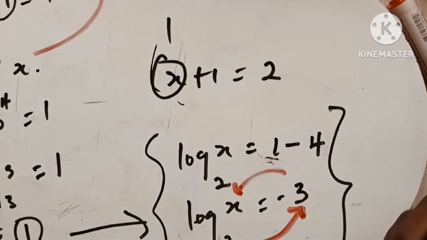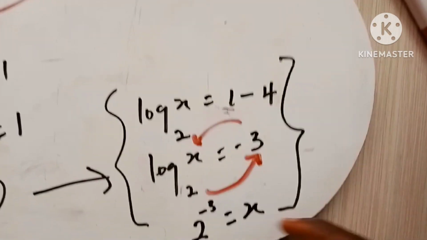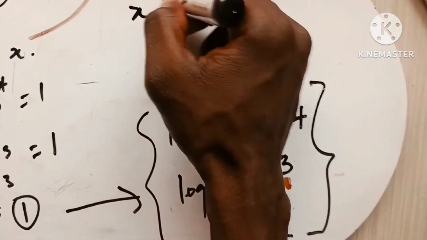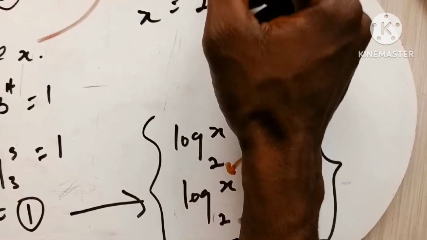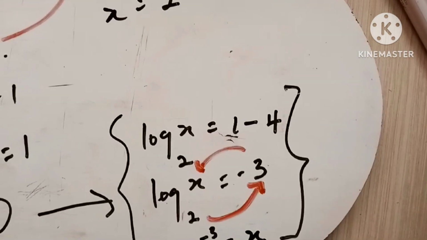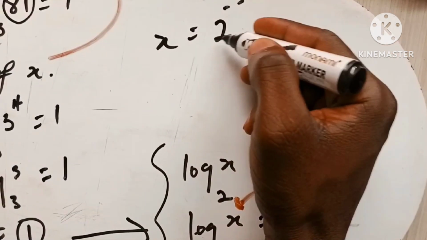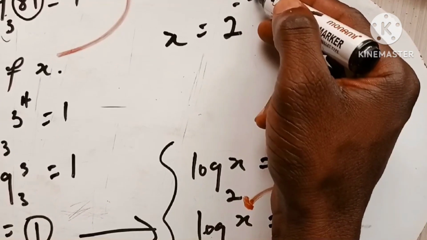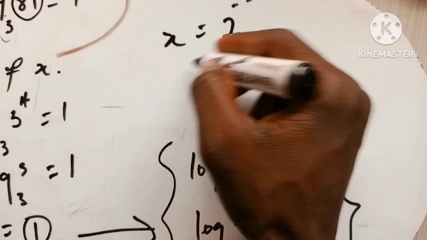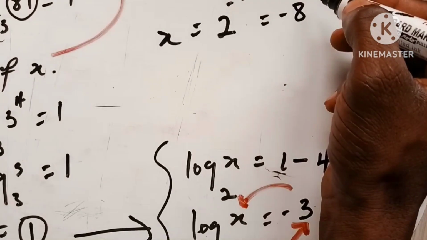So let's start from this point here. From here, I can rewrite this as x equal to 2 raised to the power -3. It's the same thing because of the equal sign here. Okay, perfect. So what will be the value of this here? That should be -8, right?